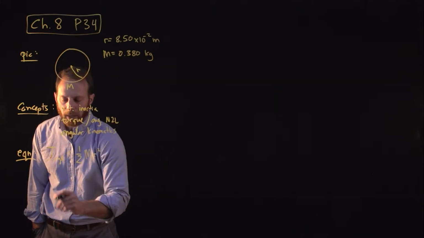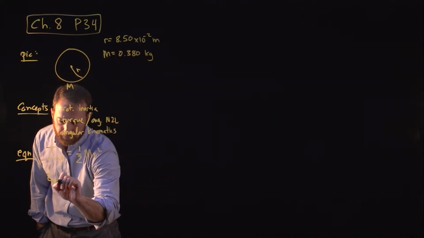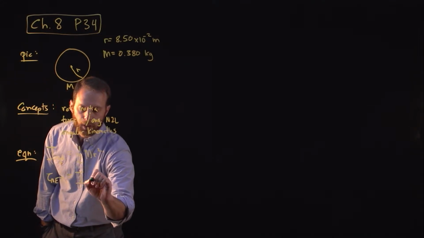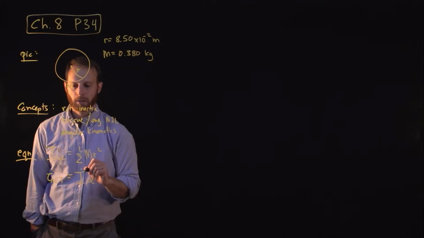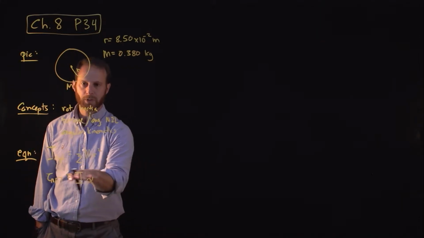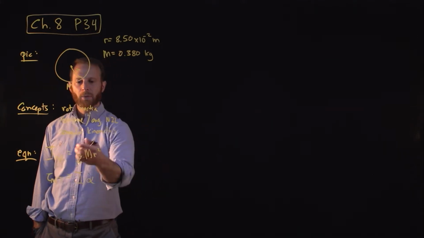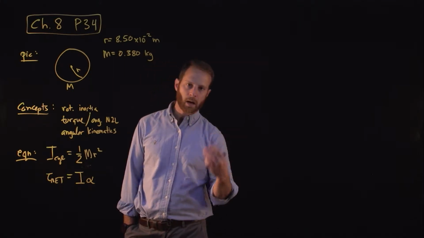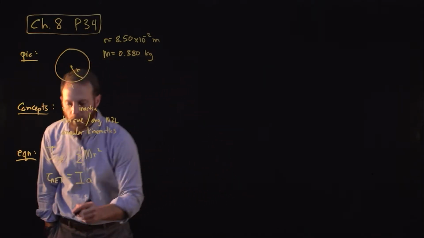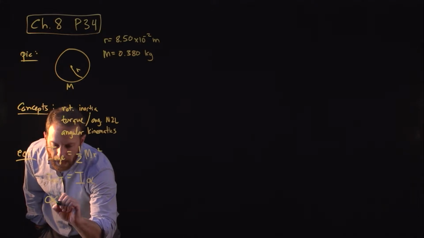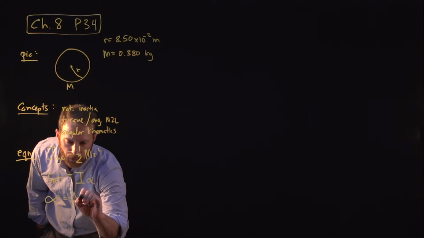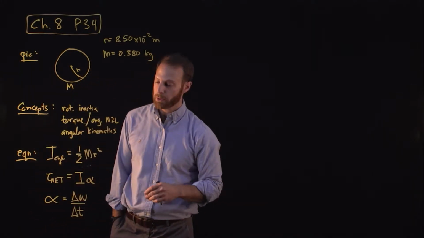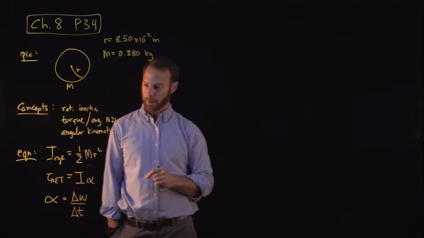Torque and angular momentum. Torque, the net torque applied to a spinning object, will equal its moment of inertia times its angular acceleration. It's just the angular version of Newton's second law. And we have some angular kinematics to worry about. In particular, in this problem, we have something that's speeding up or slowing down at a constant rate. So what we need to remember is that the angular acceleration depends on the change in the angular velocity divided by the change in time, just the way that linear acceleration depends on the change in linear velocity in time.